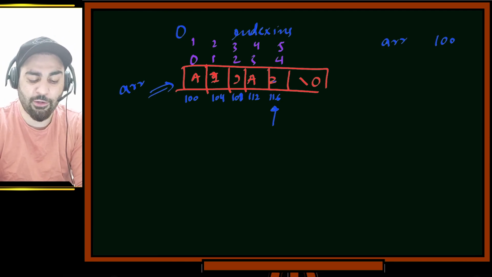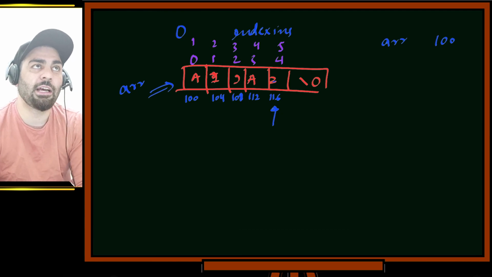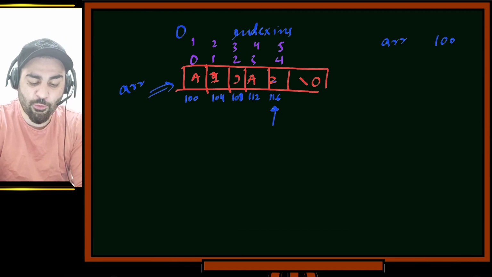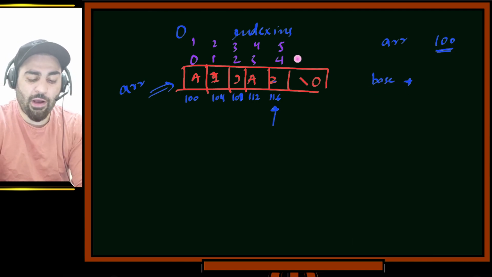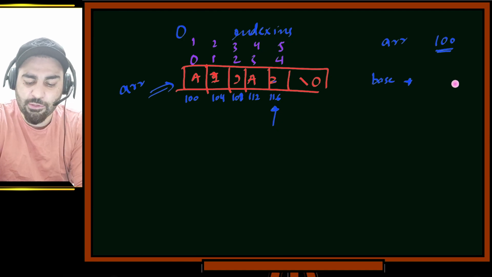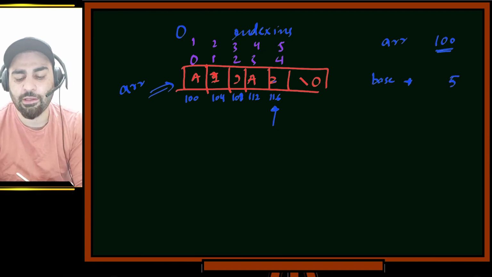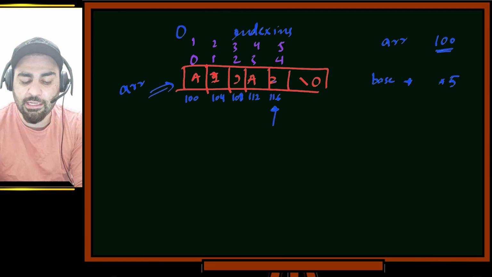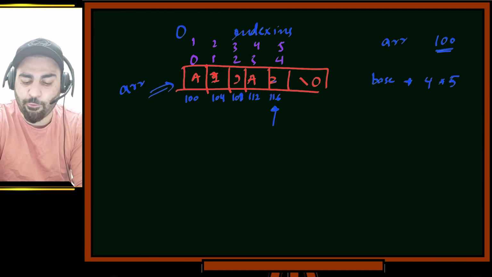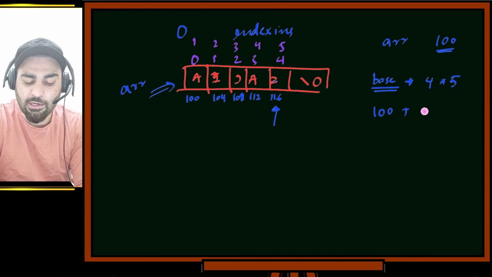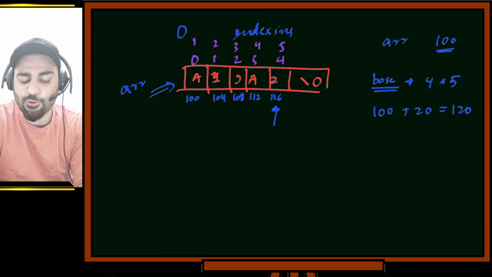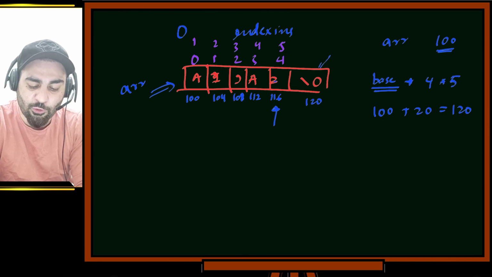You know that each character takes 4 bytes. So what you can do is say the base address is 100 over here, then add where you want to go. Let's suppose I want to go to the 5th element, and each element takes 4 bytes, so I multiply by 4. The base address is 100 plus 4 fives are 20, so this is 120. Now 120 is over here, so you will basically go to this location.